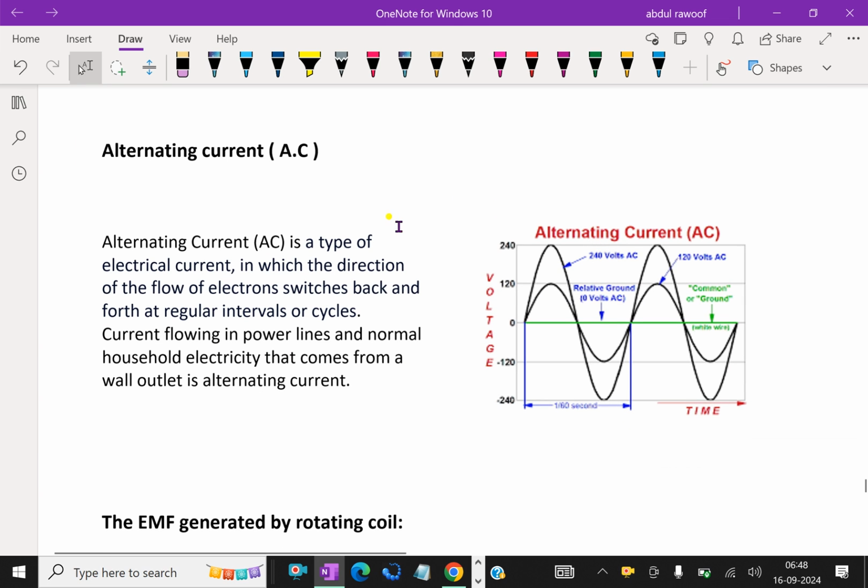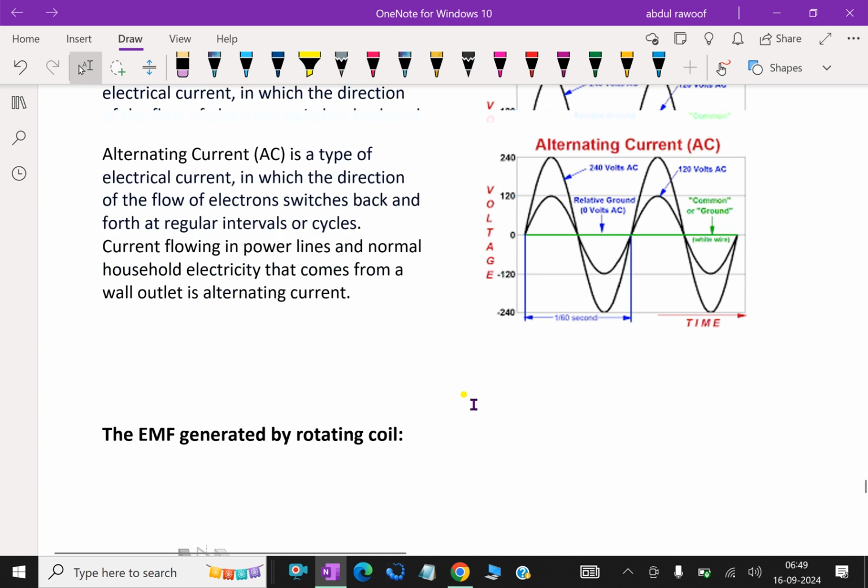What is alternating current? Alternating current, AC, is a type of electrical current in which the direction of the flow of electrons switches back and forth at regular intervals or cycles. Current flowing in power lines and normal household electricity that comes from a wall outlet is alternating current. This is alternating current, peak happening alternatively upper and lower.